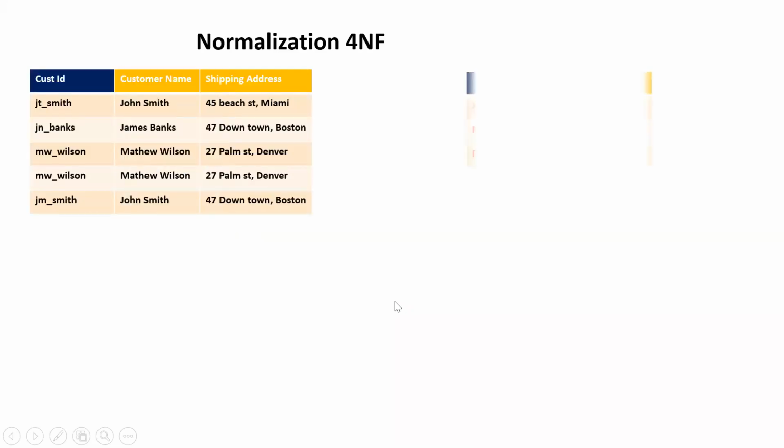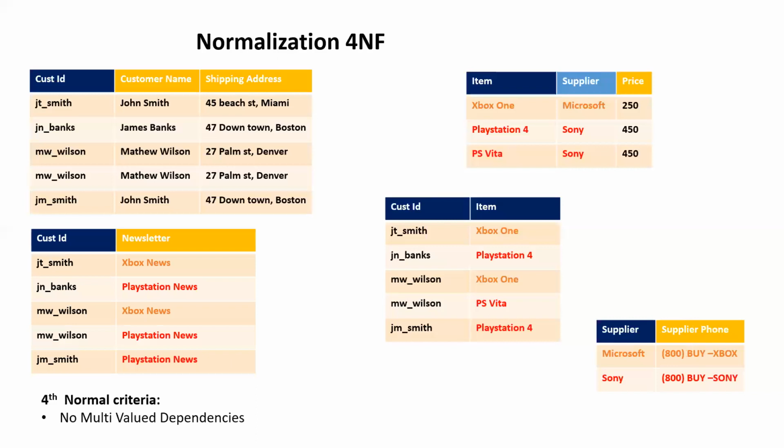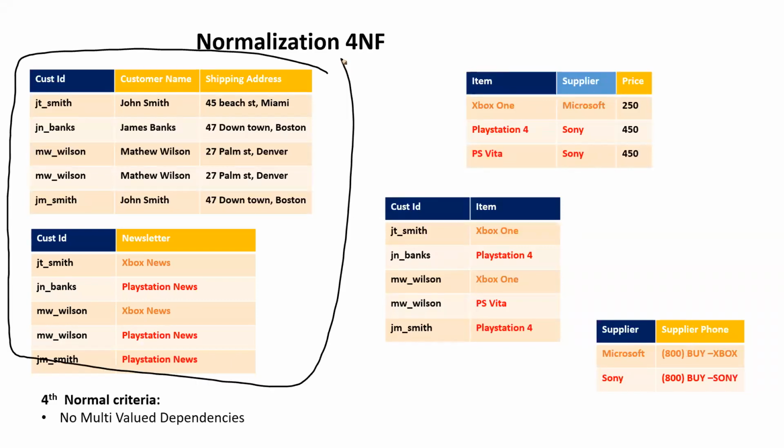What I want is to break it. As I mentioned, we don't normally do fourth normal form. We go till the third normal form only. But just for your understanding, if you want to make it a fourth normal form, what I did here is that we are again breaking this table into two tables. I have customer ID as a primary key, customer ID as a primary key. From here, I removed this newsletter column and put it together.